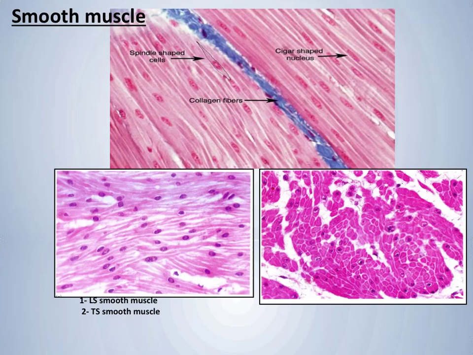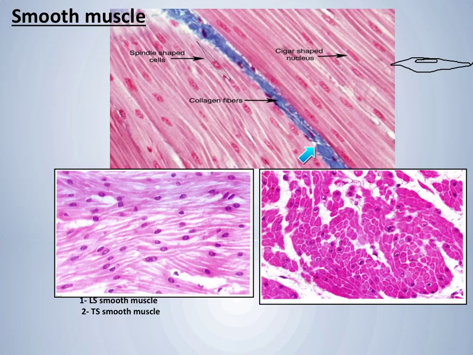Move to the third type of the muscle fibers, which is the smooth muscle fiber. The smooth muscle fibers are not cylindrical. They are in the form of spindles. The spindle means that it is a structure which is wide in the center and narrow at the periphery. And they have single central oval nuclei. Here is the nucleus, present in the center of these spindle-shaped muscle fibers.